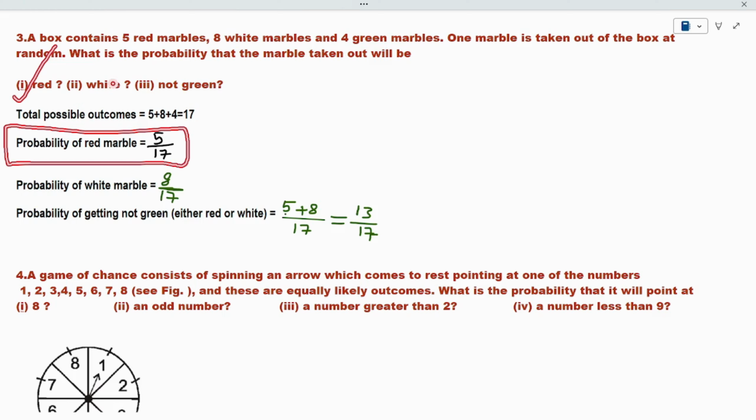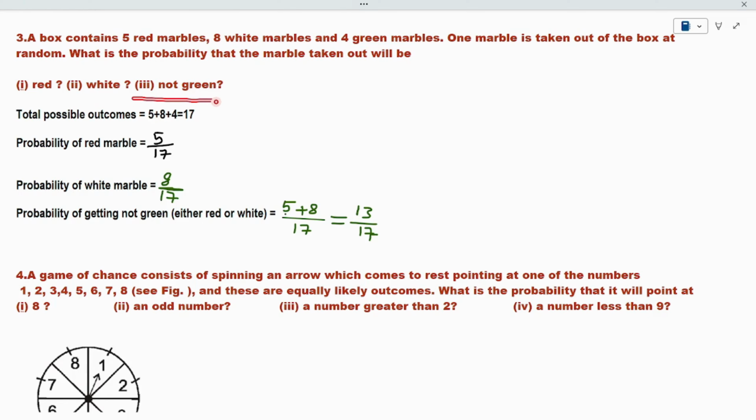Then, coming to the probability of getting the white marble. Total how many white marbles do I have? Total 8 white marbles. By picking out one white marble, how many times can I pick out? 8 times. So that is my event of the white marbles. So the probability of getting the white marble equals the event of white by total possibilities, which is 8 by 17. So question 2 is clear now.